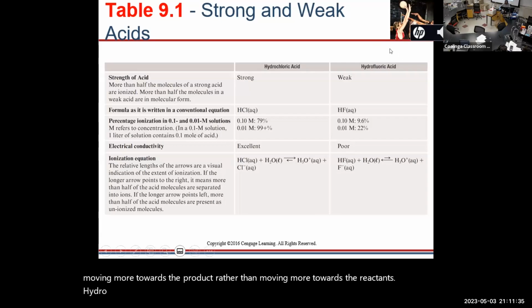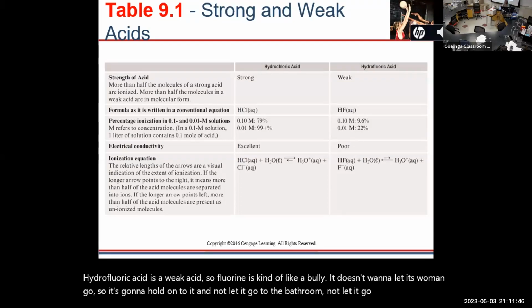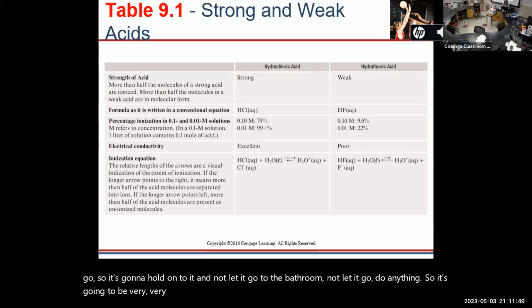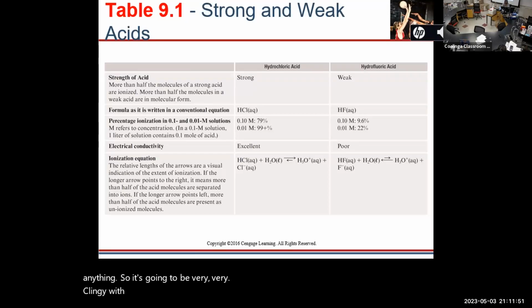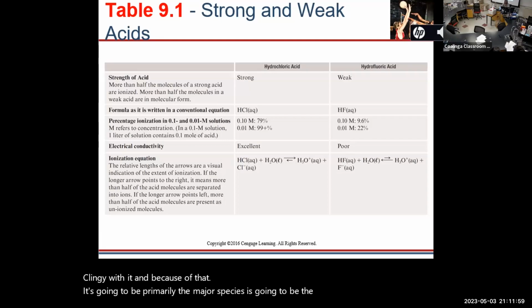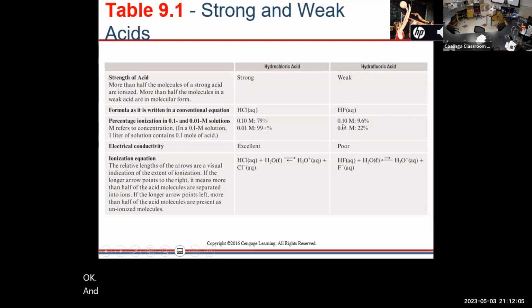Hydrofluoric acid is a weak acid. So fluorine is kind of like a bully. It doesn't want to let its woman go, so it's going to hold on to it, not let her go to the bathroom, not let her go do anything. So it's going to be very, very clingy with it. Because of that, the major species is going to be the unionized version, these guys put together. Okay. And so in that case, you get very low ionization. So it's going to be favoring the reactants rather than the product in this case.